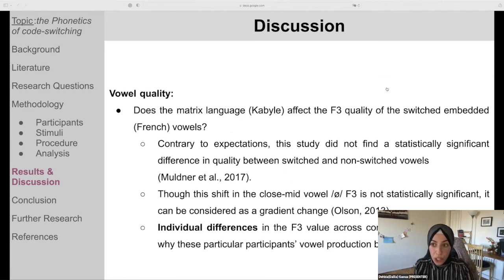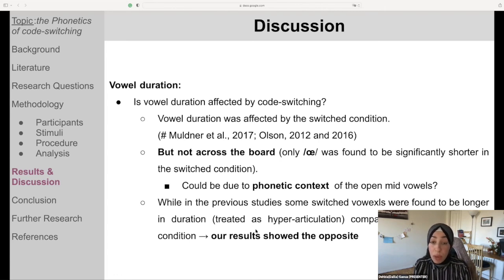Discussion. For the first question, contrary to what was expected, this study did not find a statistically significant difference in vowel quality, vowel rounding. We also raised the question of individual difference, because three individuals showed a difference in one vowel, but not the other participants, just half of the participants. That was an interesting point to observe. In terms of vowel duration, we did find a main effect of code switching, but not across the board, not across the target vowels. We explained that by the fact that it could be due to the phonetic context in which that vowel is used.